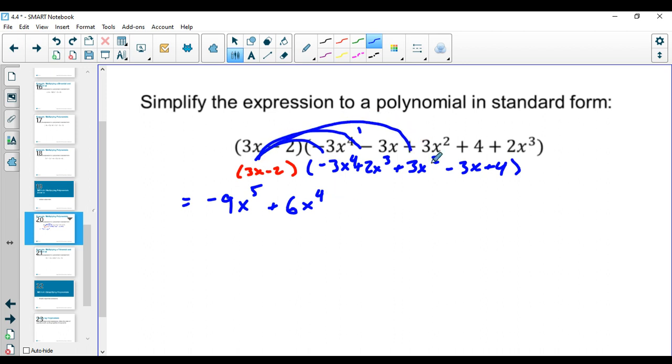3x times 3x squared. 3 times 3 is 9. X times x squared is going to be x cubed. And then 3x times negative 3x is going to be minus 9x squared. X times x is x squared. And then lastly, 3x times 4 is going to be 12x. And now we move on to 2.